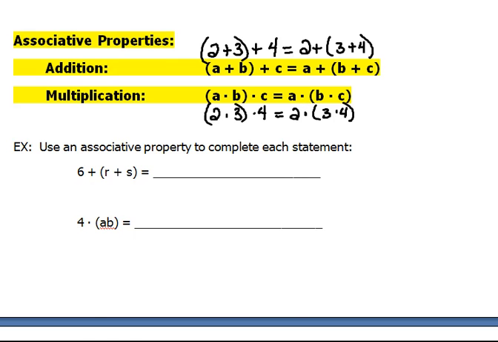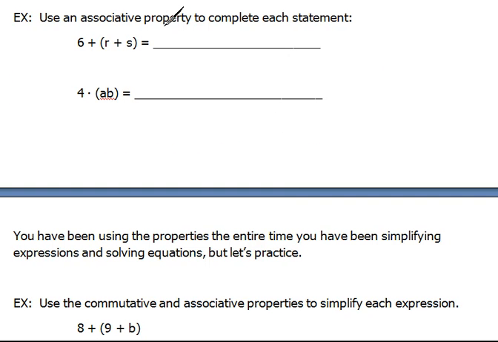So looking at our examples here, it says use an associative property to complete each statement. Well, the most important thing is that in the associative property, they do not change order. They simply reassociate. So rather than do the R and the S first, which is what we originally were told to do, we can reassociate those items and add the 6 plus the R first.